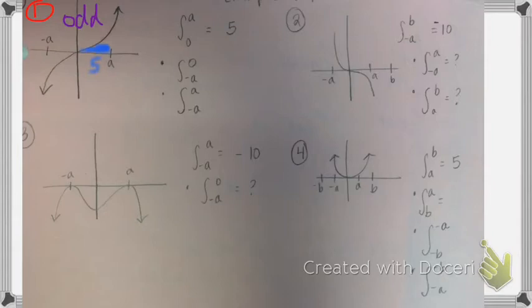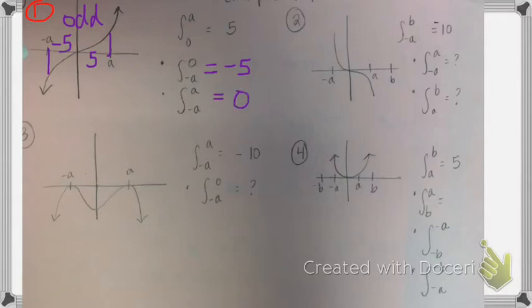Alright, so the first question asks me to find the integral from negative a to 0. So it wants me to know what this part is. Well, because it's odd, those two areas are the same, but because it's an integral, that makes this be a negative 5. Alright, next it asks me to figure out what the integral from negative a to a would be. Well, if I know that that is 5, and I know that that is negative 5, I just add that together and I get 0.